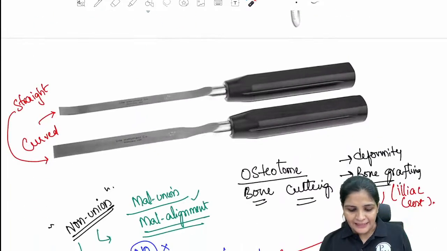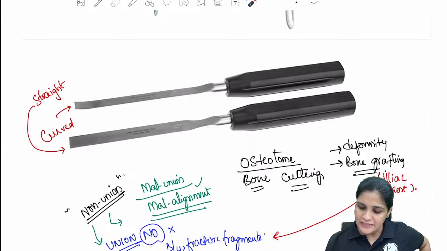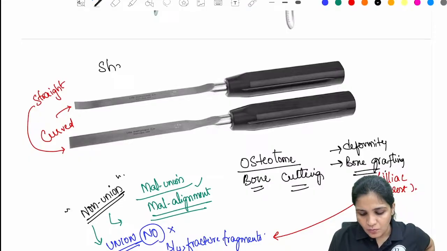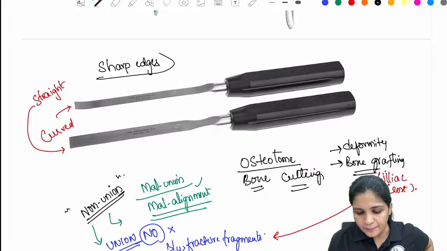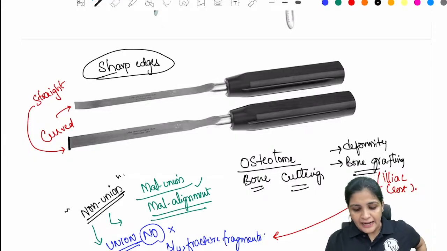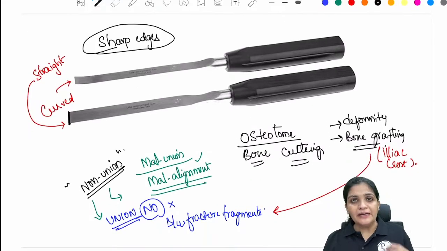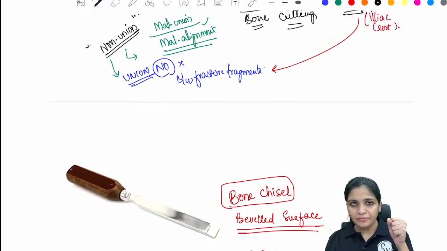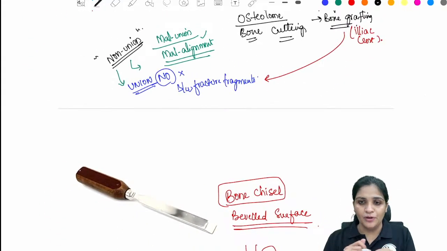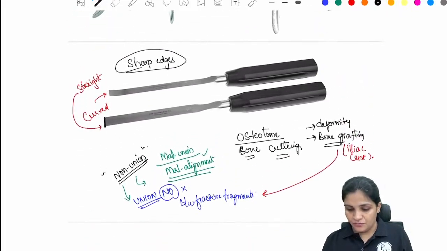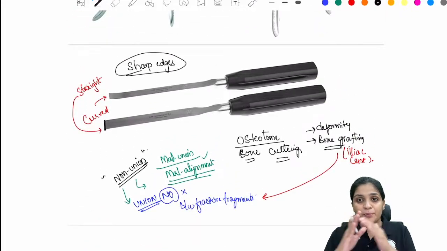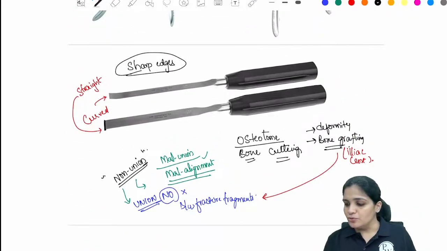Okay. And then this is very, very important. This is nothing but your osteotomes. If you see, these are your osteotomes. What you have to remember is the edges are very, very sharp here. Why do you use this osteotome? You put the osteotome over the bone and then you try to cut the bone. For example, malunion, you have to break the bone, right? So for that, you use this osteotome.